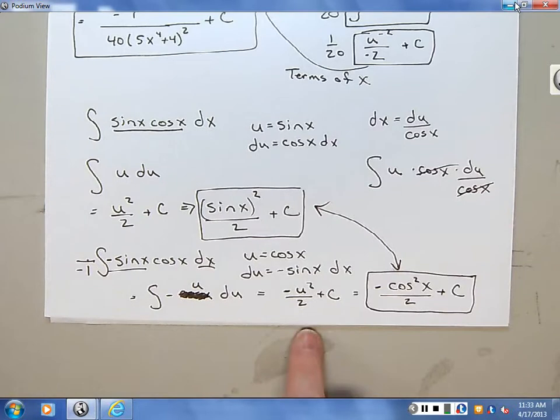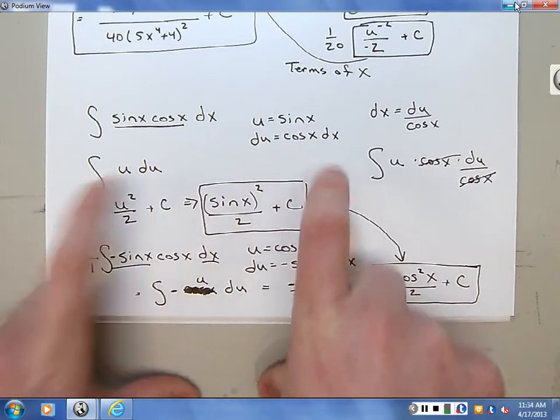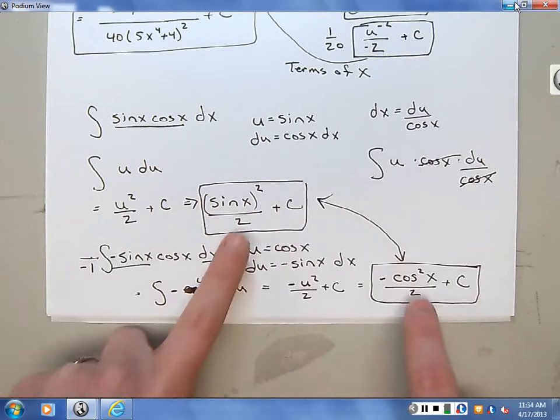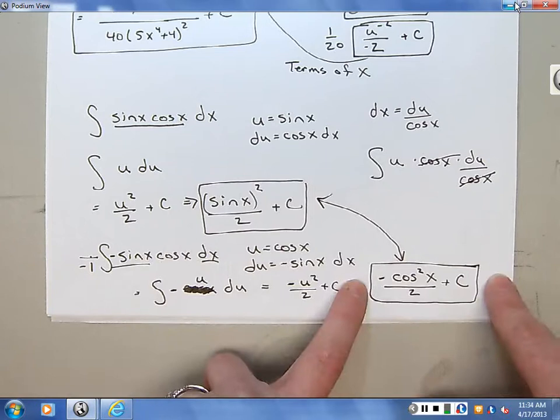So is it easier to use u equals sine of x because then you don't have to deal with negatives? Yeah, computationally, how much time it takes, they're the same. But yeah, this one you don't have to deal with a negative. If you did this on an exam and half the class did this one and half the class did this one, you're both right.